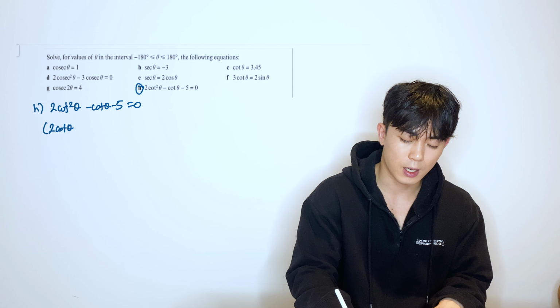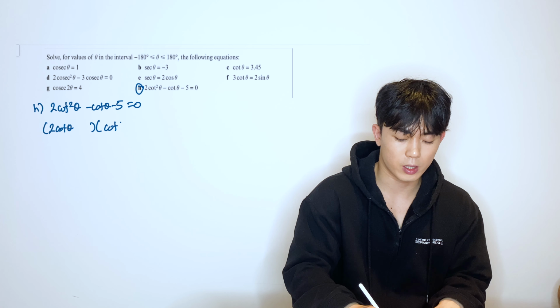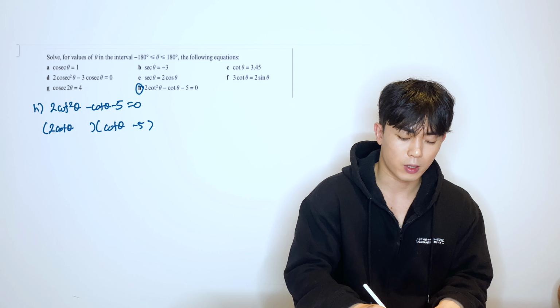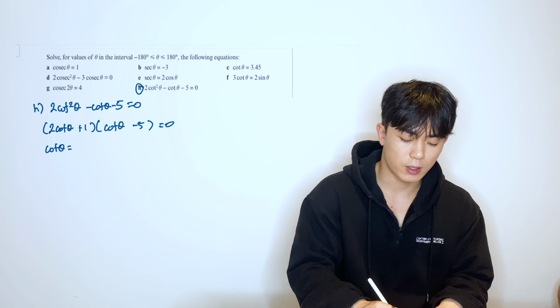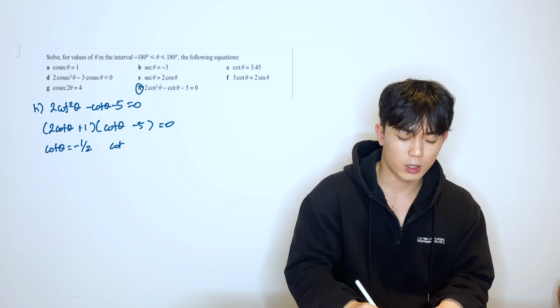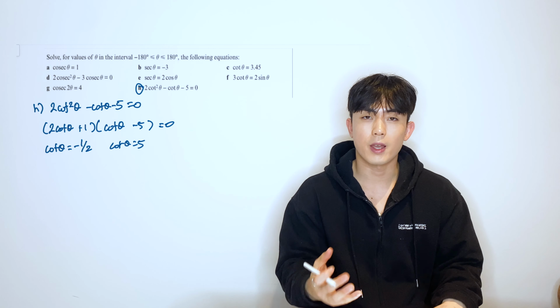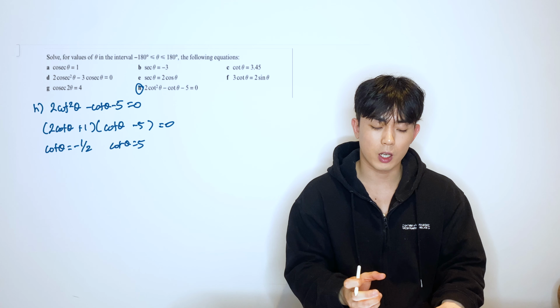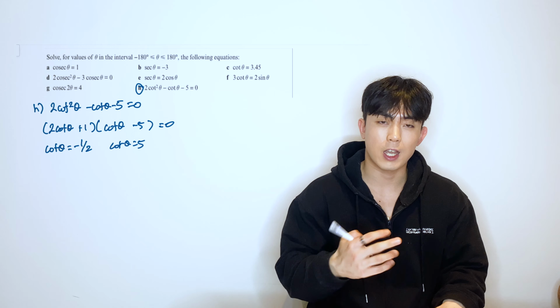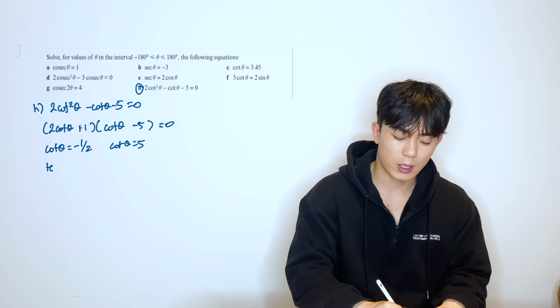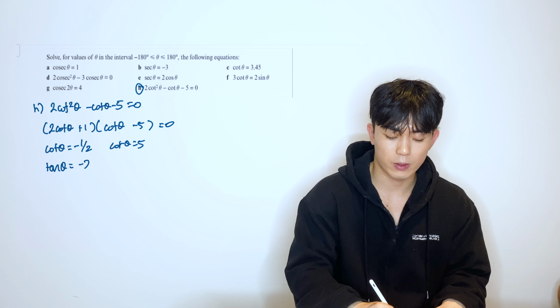And then we're also going to have, in one bracket, cot theta. This is going to be minus 5 plus 1 equal to 0. So we can have cot theta is equal to negative a half, or cot theta is equal to 5. Right, from here, this is where it slightly differs. We don't have the cot theta function in our calculator, right? So instead, we're going to change it to tan by flipping it. So we can say that tan theta is, flipping this, negative 2.